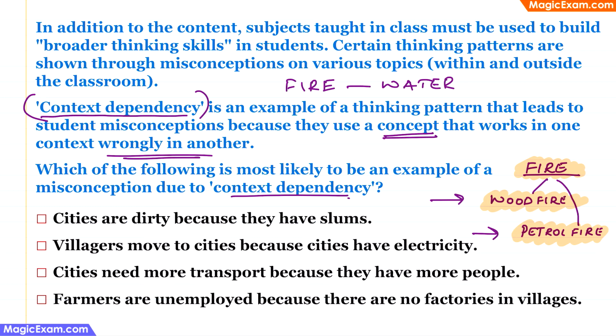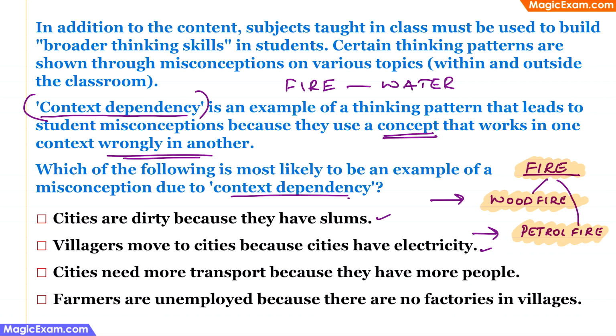And the next one says villagers move to cities because cities have electricity. This might also be true to a certain extent, because if people are living in a small village somewhere deep in the jungle where they don't have electricity, it also means that they don't have other facilities, and they might prefer moving to the city because city has electricity and all the other resources and facilities that are available in cities. Therefore, this can also be partially true.